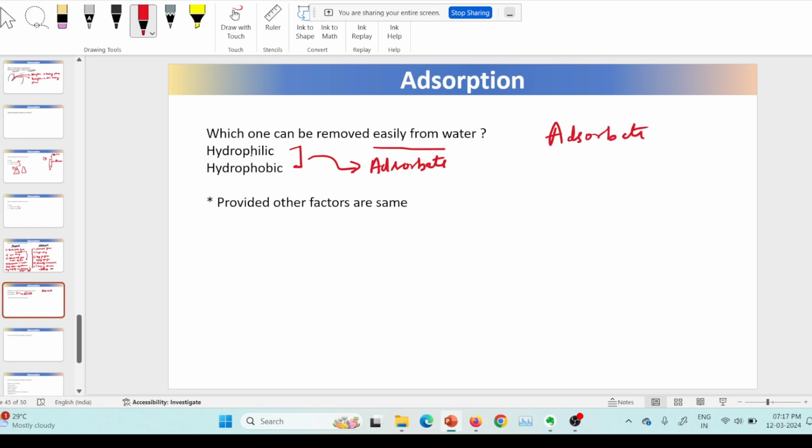If the adsorbate is hydrophilic, meaning water loving, it will not leave water. It will stay in water. And if it is hydrophobic, provided other factors are the same, it will go away from water and get adsorbed easily. Hydrophobic means water repellent, so it will be adsorbed easier than hydrophilic.